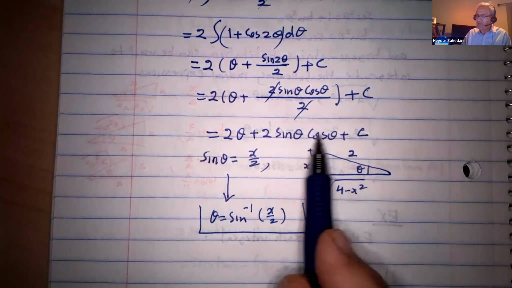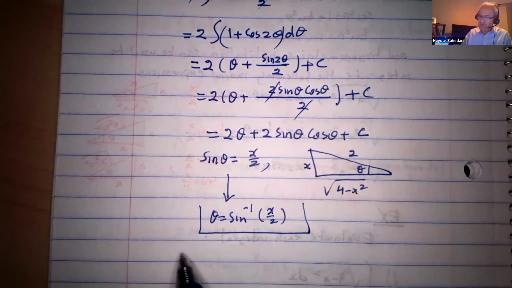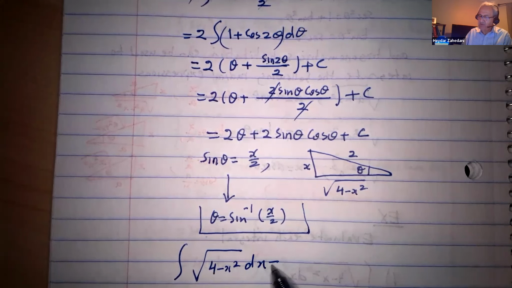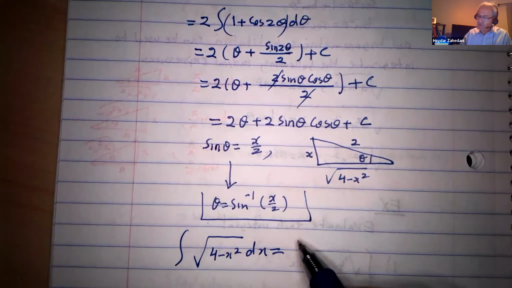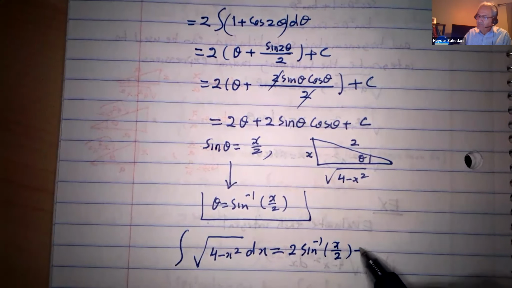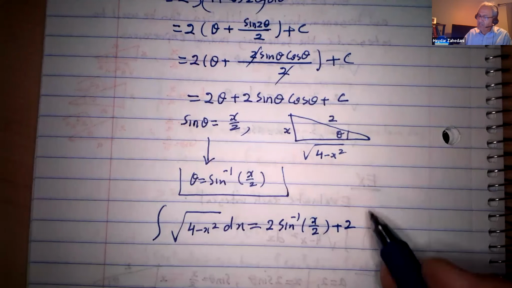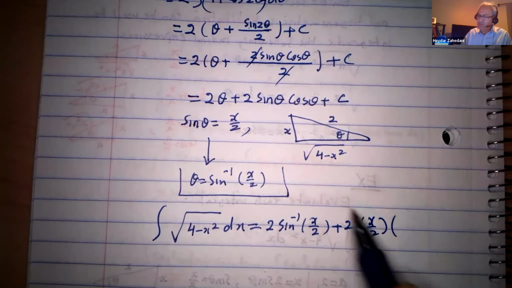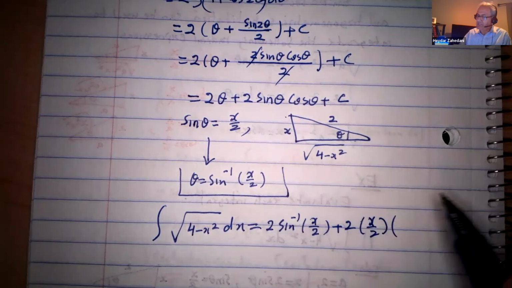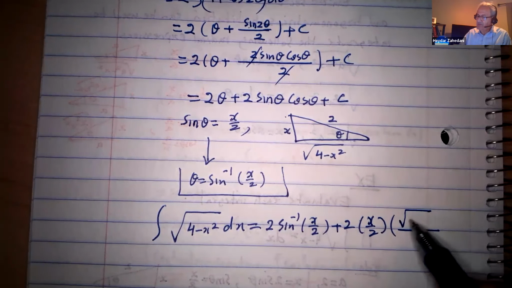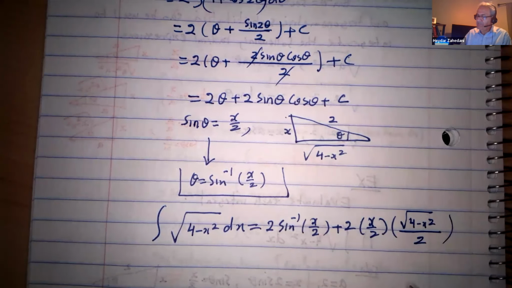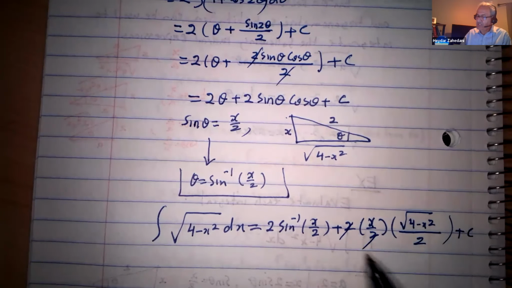Sine, cosine, just substitute this, okay? So what's going to be the final answer? The final answer is you have the integral of the square root of 4 minus x squared dx equal to 2 theta, meaning 2 sine inverse of x over 2, plus 4 sine times cosine. The sine is x over 2. Cosine, you get it from this right triangle. The cosine is the adjacent side over the hypotenuse. So it's going to be the square root of 4 minus x squared divided by 2, plus the constant c. One of these 2 would cancel out.